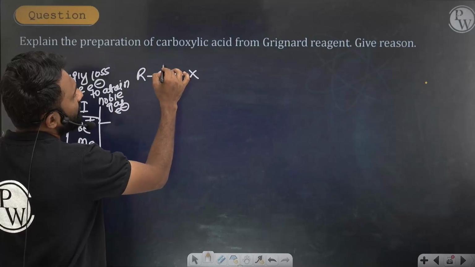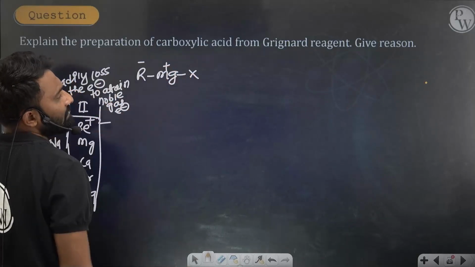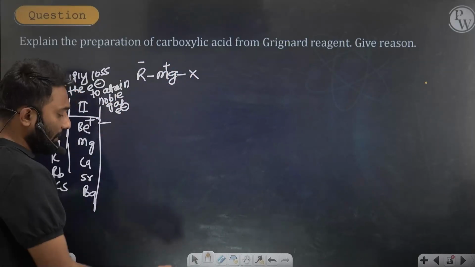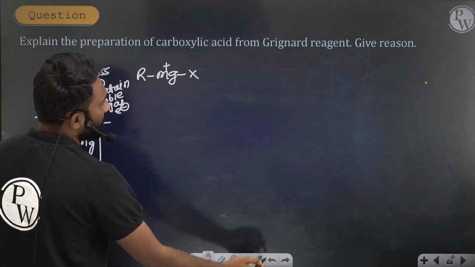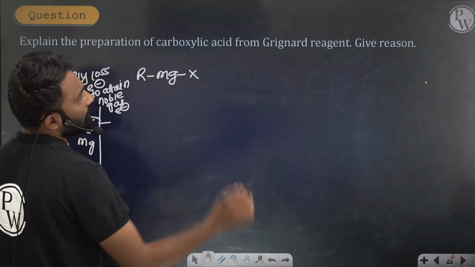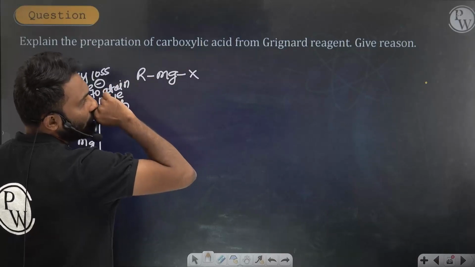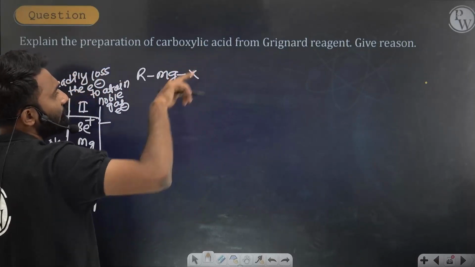That is why the metal is in the positive nature and the alkyl is in the negative nature in the Grignard reagent. Clear? Metal in the Grignard reagent. Now how can we prepare the carboxylic acid from the Grignard reagent?